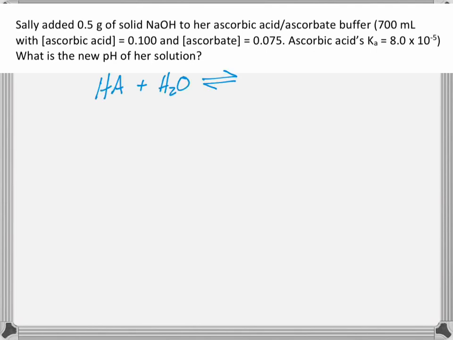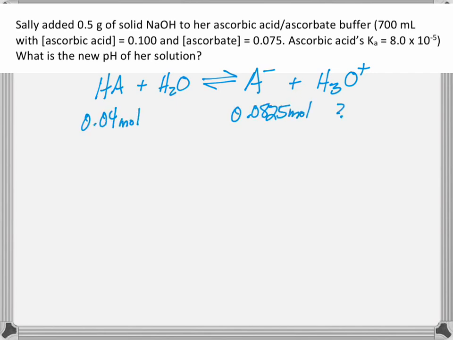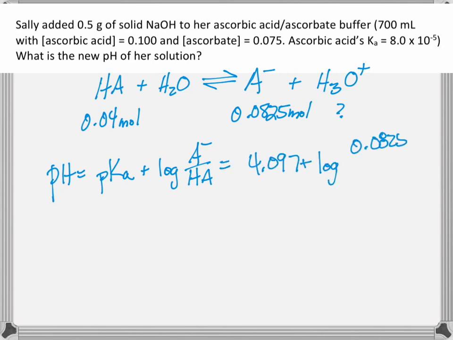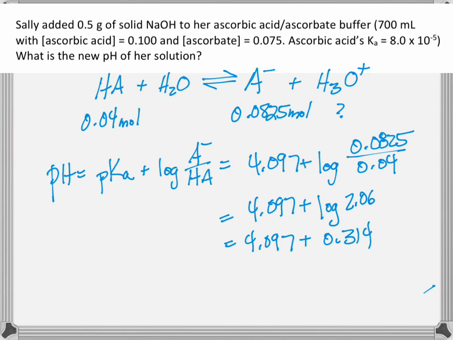Now I can proceed with the buffer calculation. I'm writing the reaction for ionization of ascorbic acid with water to give ascorbate, and I'm going to use the number of moles that I just calculated in my stoichiometry problem. I will combine this information with the Henderson-Hasselbalch equation, plugging in the numbers for ascorbic acid's pKa and the number of moles of conjugate base and acid. I can figure out the final pH of this solution after doing the math, and I get the pH is 4.41.